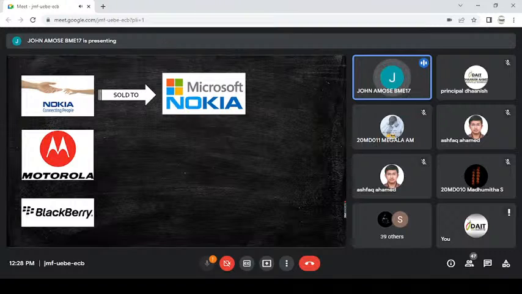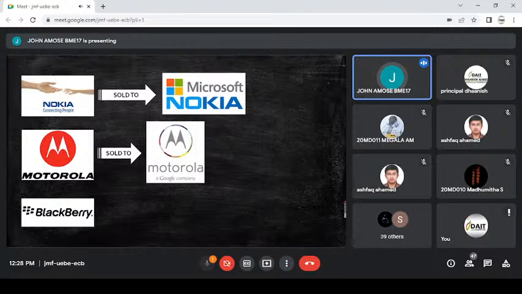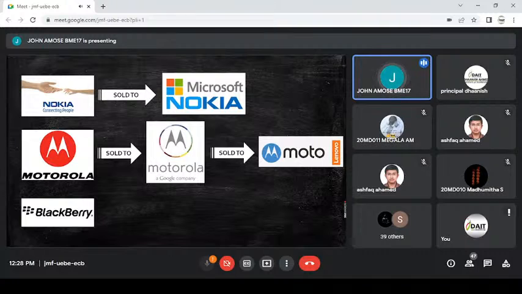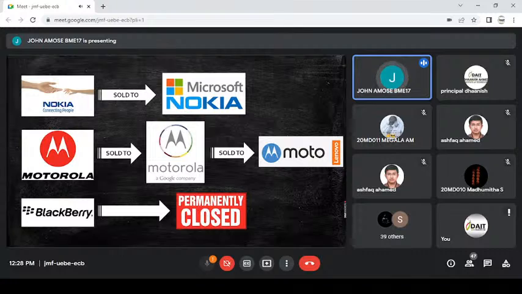Motorola went through the same thing. They were growing a good business, but then they had to sell themselves to Google. I think it was more than 12 billion, and then it was sold to Lenovo. All these companies failed to innovate and grow their business. BlackBerry one time was something like what you have with Apple phones now, right? All the business people had it. It was that kind of a trend setter, but they again failed to innovate in their products and designs. All right, so they had to permanently close.